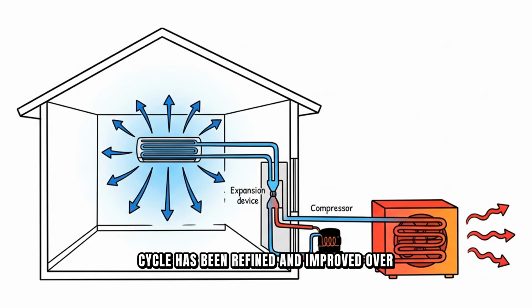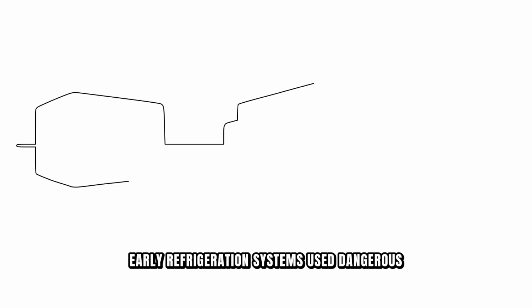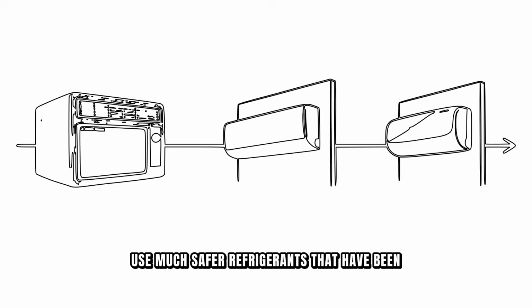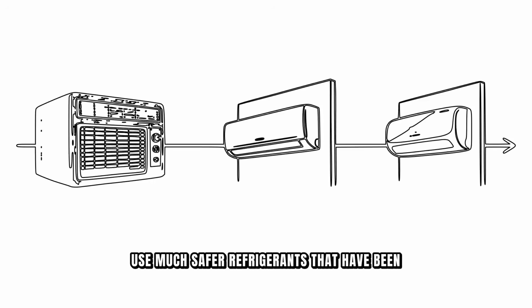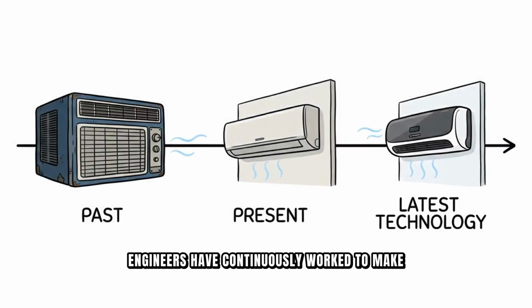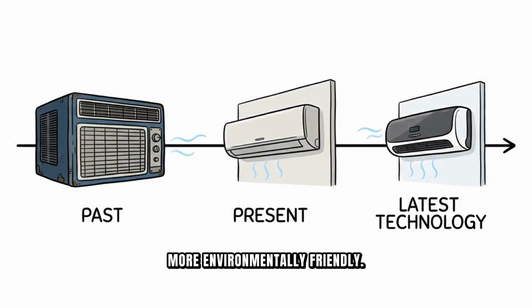The refrigeration cycle has been refined and improved over more than a century of development. Early refrigeration systems used dangerous chemicals like ammonia, but modern systems use much safer refrigerants that have been carefully engineered. Scientists and engineers have continuously worked to make these systems more efficient, quieter, and more environmentally friendly.